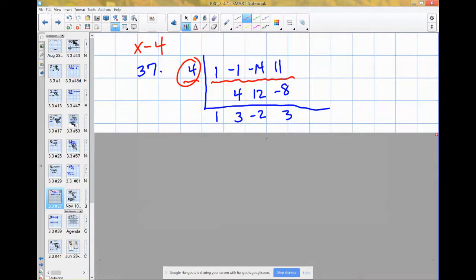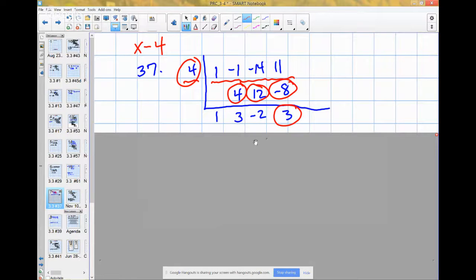I'll repeat how to do that. You bring down the first digit, 1, then you multiply 4 times 1, and that's 4, and you place that in the second column. Then you add up the second column. -1 plus 4 is 3. Now you take the 3 and multiply it by the divisor up there, 4. 4 times 3 is 12. Put that in the next column, add. This time we get -2. Now take 4 times -2, which is -8, add. And we found the remainder of 3.